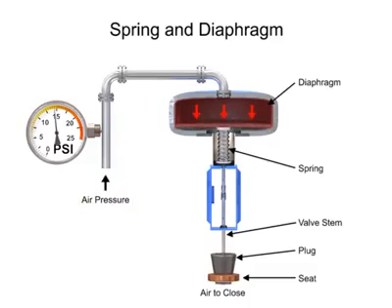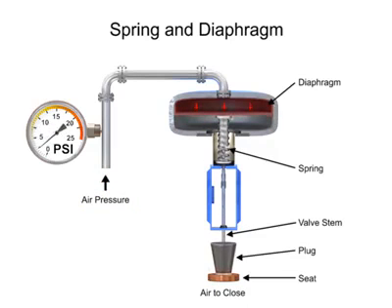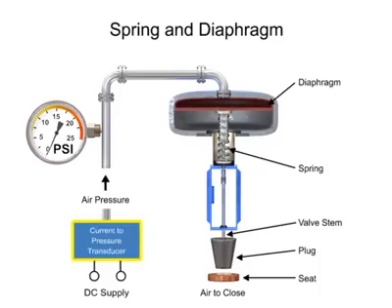With no air pressure, the restrictor is pushed upward by the spring to act as a normally open control valve. To vary the position of the restrictor and flow through the valve, a current-to-pressure transducer can be used to provide a 3 to 15 psi signal to the diaphragm.